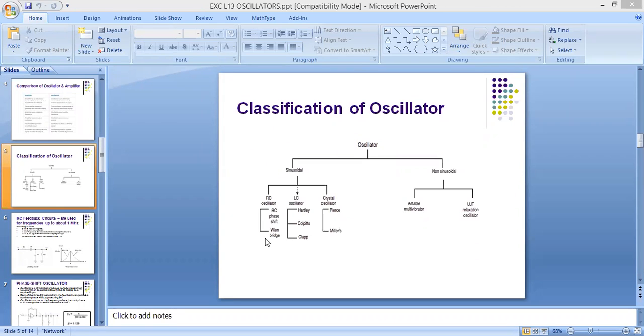And in the Wayne Bridge, as the name gives, it was discovered by Wayne. Here we use resistor and capacitor in a Wayne Bridge, because its efficiency is high. That's why we are using the Wayne Bridge oscillator: we can compensate the value of unknown resistance, because there is a rheostat. This is nothing but a potentiometer at one terminal in the Wayne Bridge. So we have to see RC phase shift and Wayne Bridge.